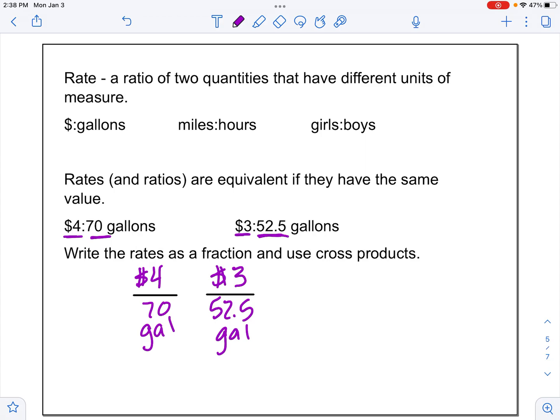So remember with fractions, you can use cross products to tell if a fraction is equal or not. Ignoring the dollars and gallons, we're just going to look at the numbers. I'm going to take 70 times 3. Well, that's 210. And then because we're using calculators now, I'm going to take 4 times 52 and a half, and I also get 210. So these two gas stations are offering gas at an equal price. Remember, if these two numbers were different, you could tell which one was more and which one was less.